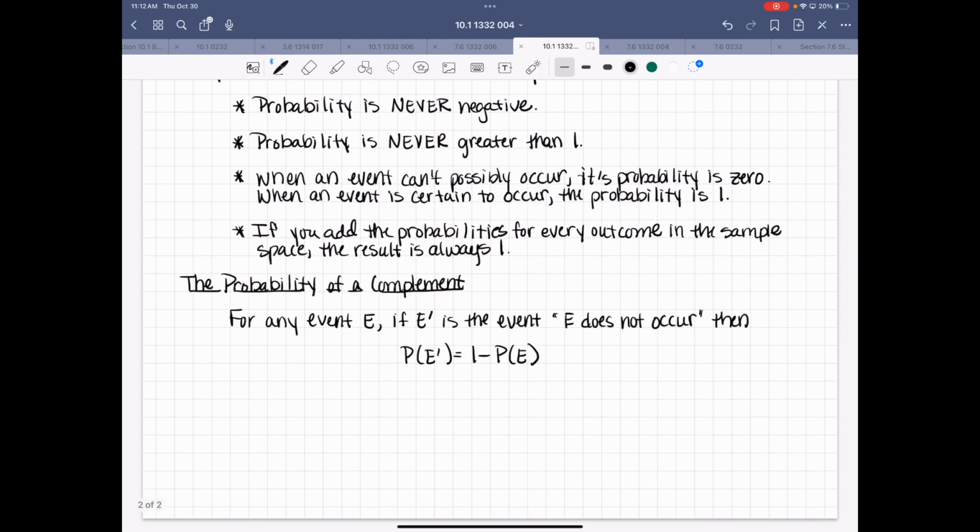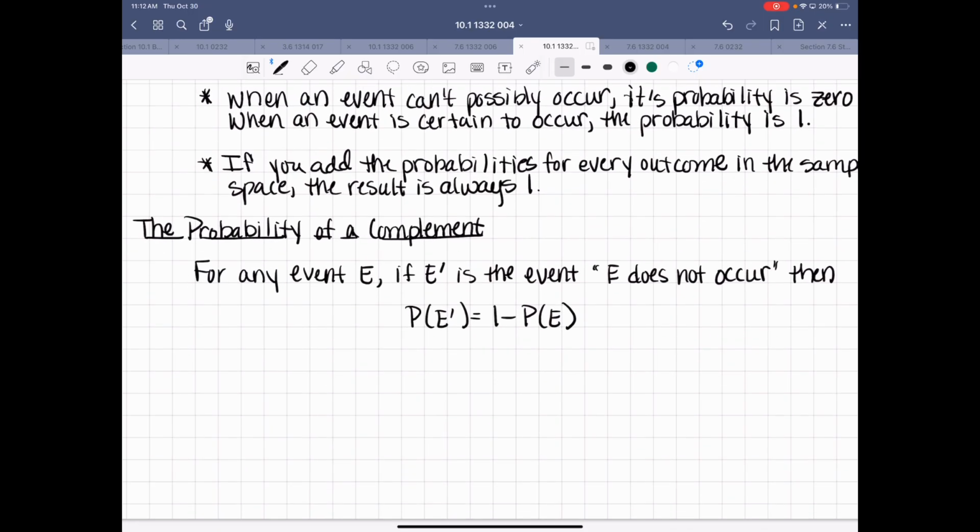This does become important once the data in our data set grows much larger, because sometimes it's very difficult to count all the events where something is not happening. So it's easier to go 1 minus the probability that it does happen. And the next example deals with that, even though it can be done using our normal counting up.